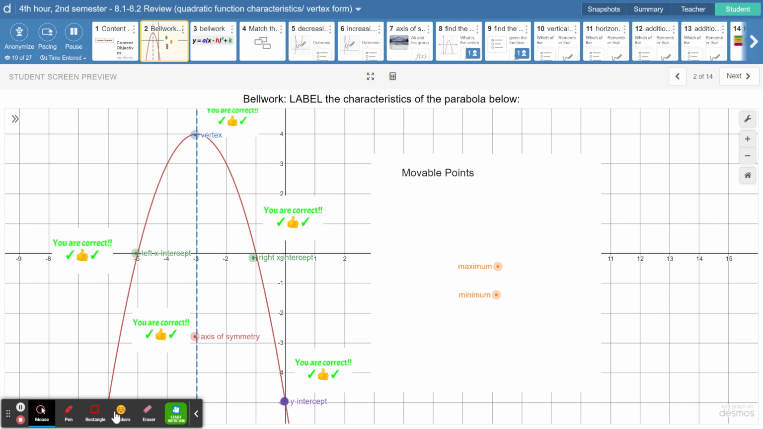Now, maximum and minimum. Maximum is when you have an upside down graph. It's the y value of the vertex. So we call that the max. It's the highest point. And if we have a parabola that is facing upright, or concave up, we call that the min. It's a minimum point. So for this graph, we just have a maximum, and that would be the y of the vertex.